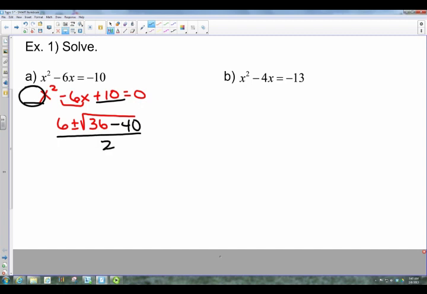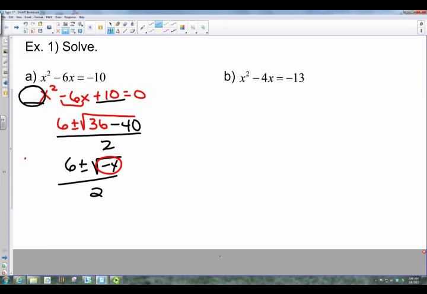So now working out and solving this, you've got 6 plus and minus. Underneath the radical sign, you've got 36 minus 40. That's your negative 4. And then you've got a 2 here. Now this is why this section is a little bit different. We've now got a negative underneath our square root. And remember, negatives underneath the square roots give you imaginary numbers.